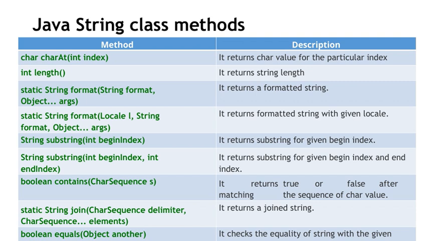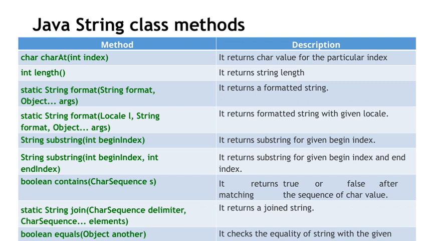Moving on, the static format methods are powerful for creating formatted strings. The first version takes a format string along with variable arguments to produce a customized string. The second version adds locale support, which is essential for internationalization, ensuring our strings are formatted correctly for different regions.